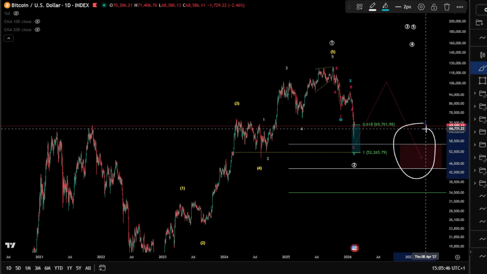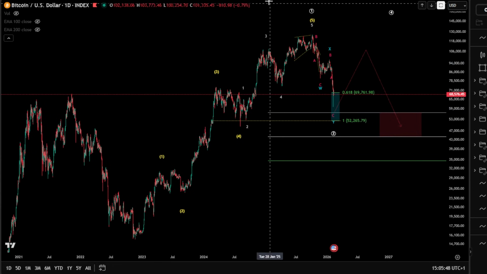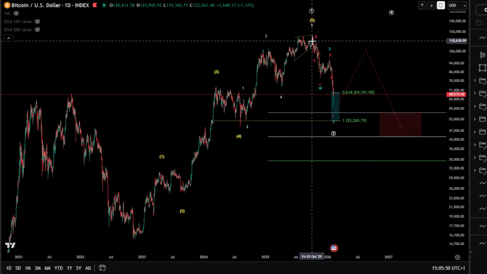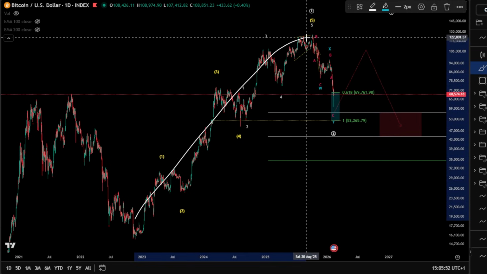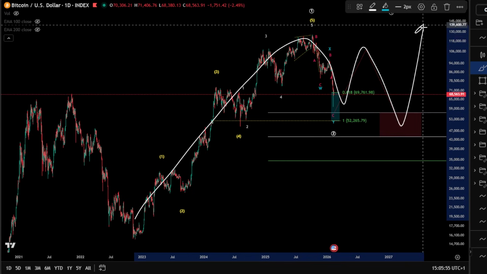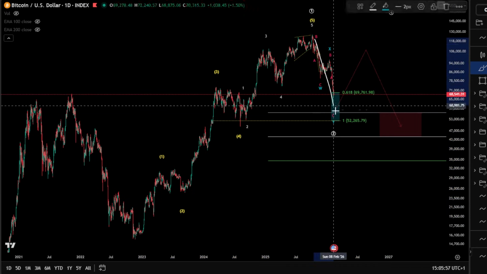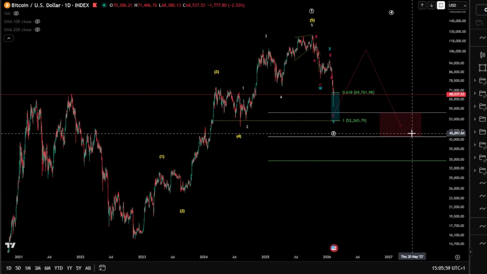Of course, because of the time, I repeat, the time is necessary, this is not enough time here for a correction after a massive bull run. Okay, we need time, even if it will be shallow in price, it's gonna take some time, guys.